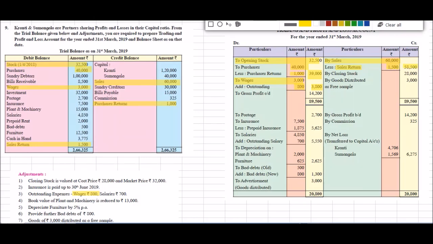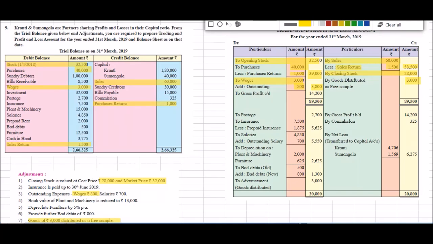Next is closing stock. For closing stock, we take whichever value is smaller. If a cost price and a market price are given, we need to take the smaller amount. So in this, 28,000 is the smaller amount, so we consider 28,000 as the closing stock. Next, goods distributed as pre-samples. These are goods of rupees 3,000 distributed as pre-samples, and that comes on the credit side of the trading account.